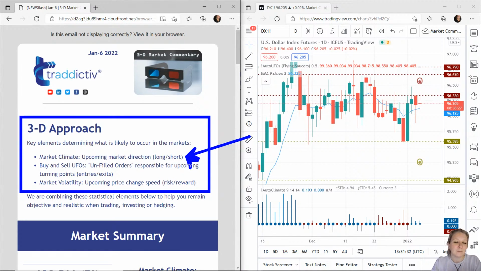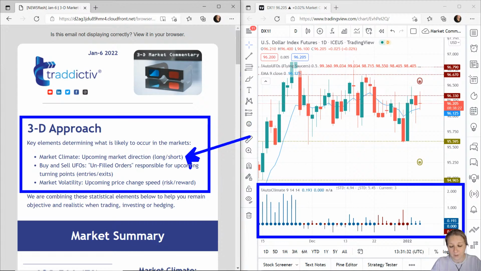Now, we use apps in everything that we do. We call this one AutoClimate. It's a free app on most platforms that you can get it on. And what AutoClimate does is it runs a bunch of analysis for us and comes back and tells us where the probabilities lie: up, down, or nowhere.